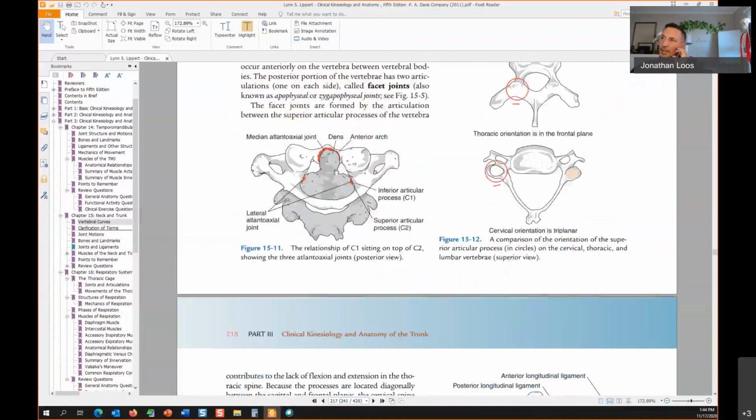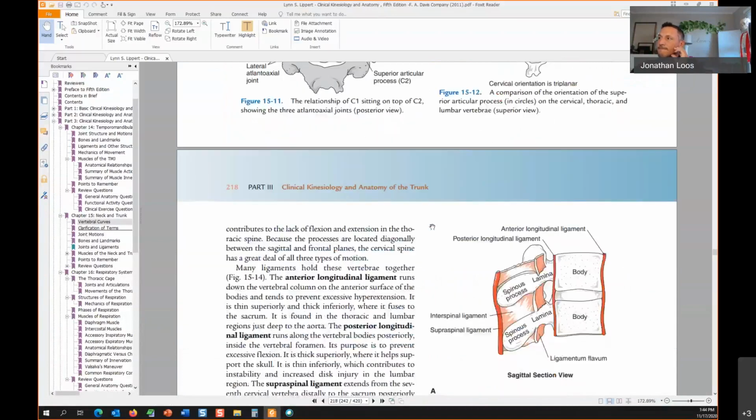Through here, you can kind of appreciate C1, C2. You can see the motion that's occurring there, only that rotation.